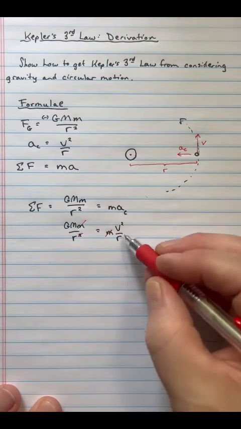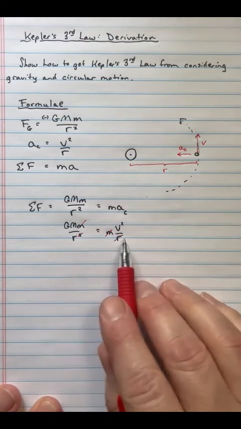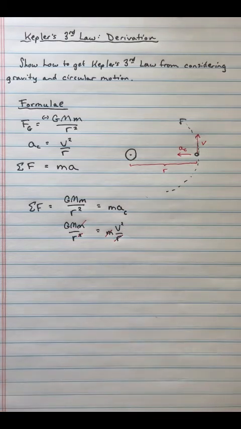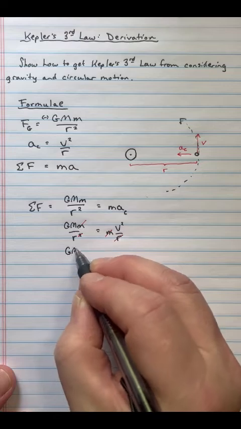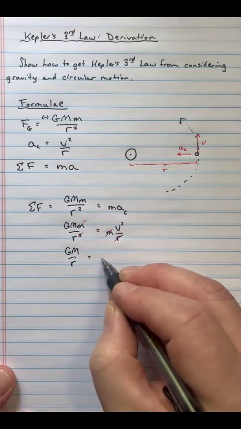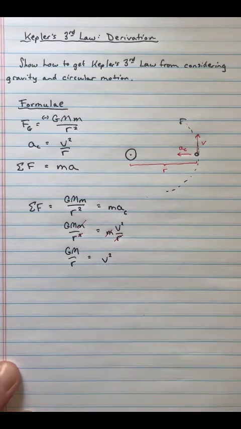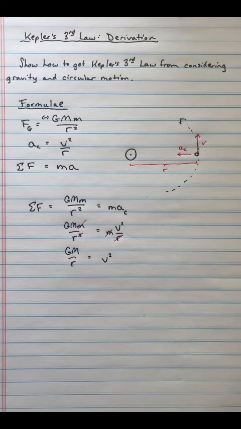So I can't get rid of both of them, but I do get rid of one of them. So let's get rid of the squared part there. So I just have one r left. This r goes away completely. And I want to take a moment here and write down what that result is. So GM over r equals v squared, like that. Now, this isn't going to lead us to Kepler's third law yet. I want to take a small diversion here very quickly.